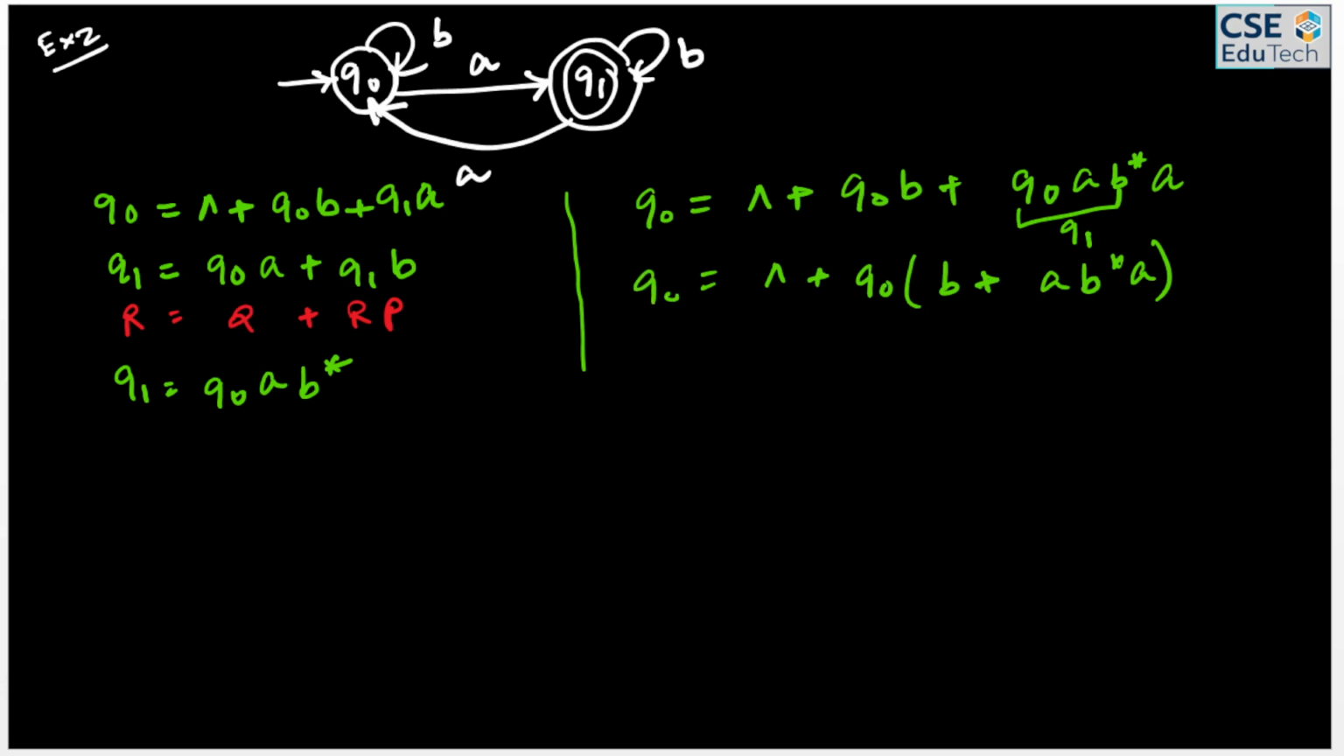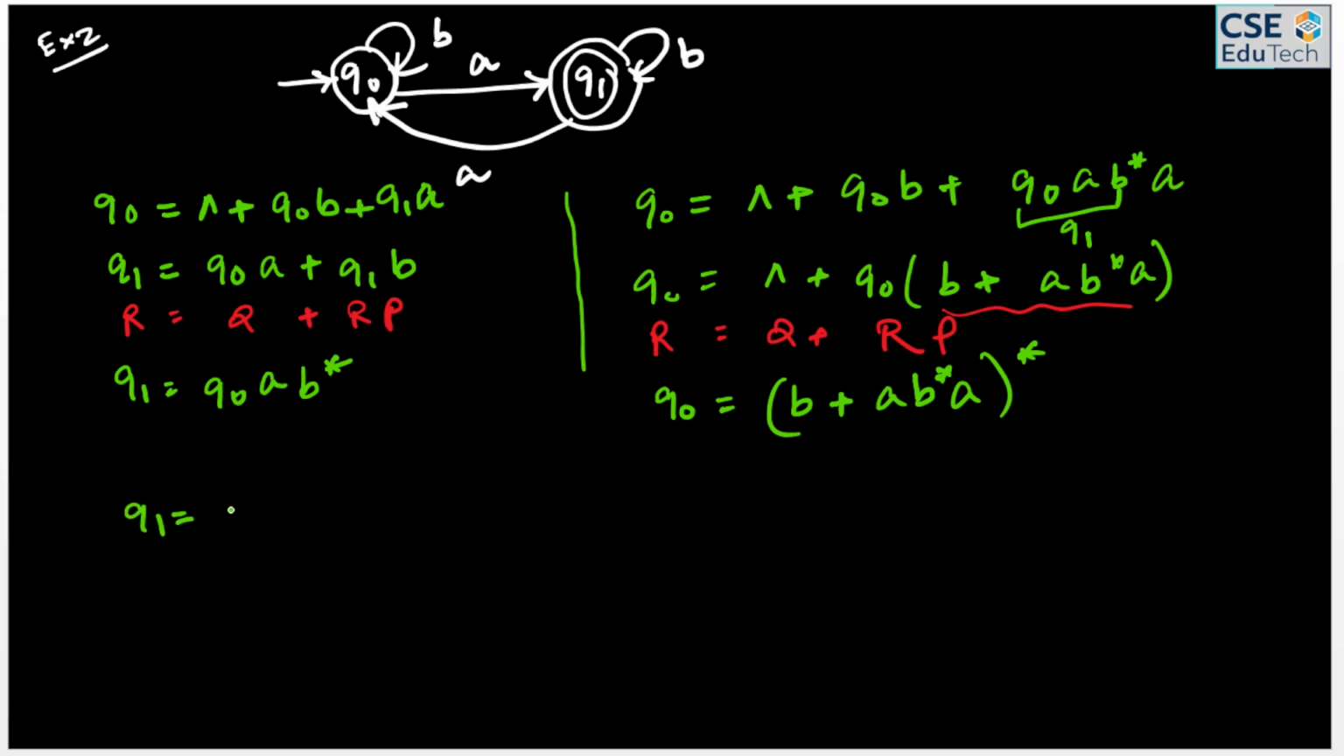Now again it is of the form R equals Q plus RP, and this whole thing is P. So the solution for Q naught will be B or A B star A, its whole star. We have to solve this equation for Q1, because Q1 is the final state. So Q1 will be, putting in the value of Q naught, B or A B star A, its whole star, then A B star.